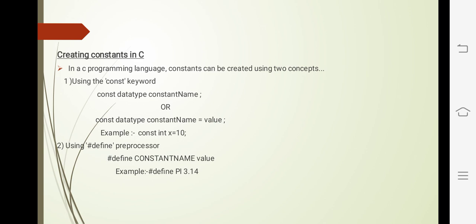const is the keyword that can be used for creating a constant in C programming. Next is using the hash define preprocessor. It is used as hash define, space, constant name, space, value. Example, hash define pi space 3.14.